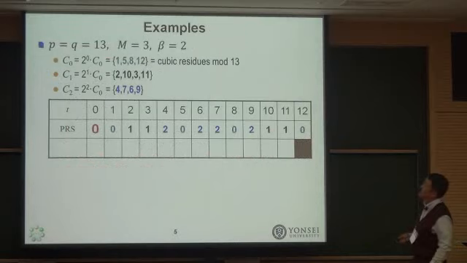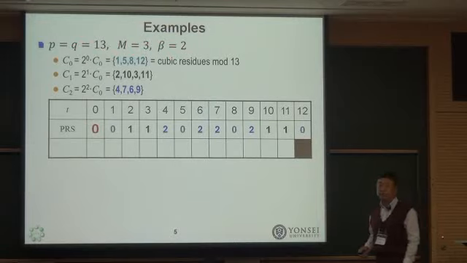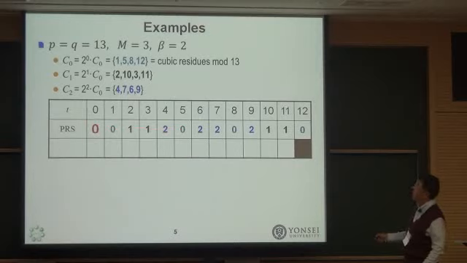I'll try to explain by example here. P is equal to Q is equal to 13, and 3 divides 12, and we took 2 as a primitive root mod 13. The cubic residues mod 13 are 1, 5, 8, 12, and the two other cosets are called C1 and C2, multiplying by the first power of 2 and the second power of 2, respectively. So the 1, 5, 8, 12 terms of the sequence are 0, and the 2, 10, 3, 11th terms are 1, and the 4, 7, 6, 9th terms are 2.